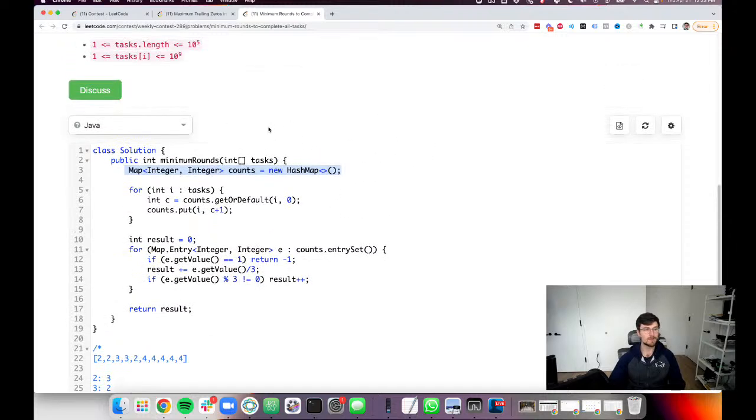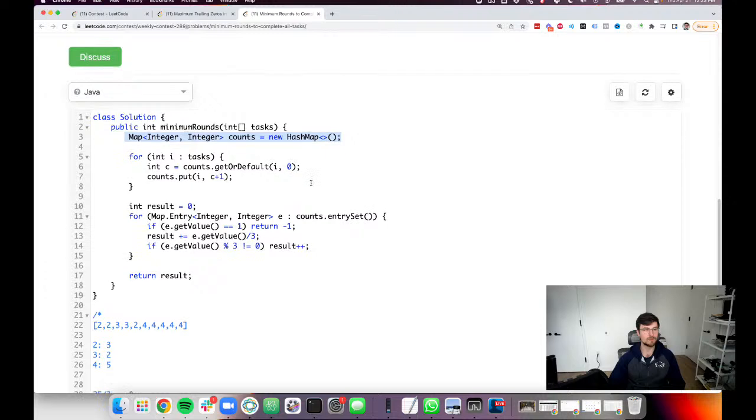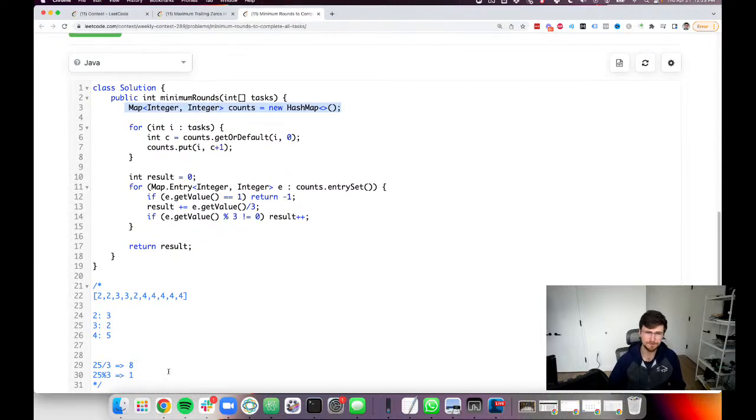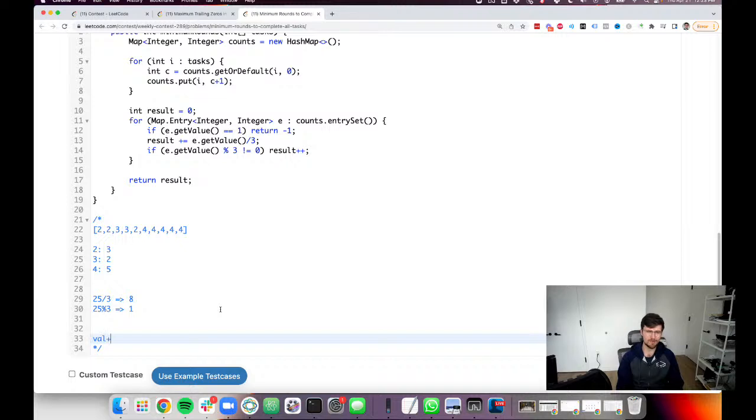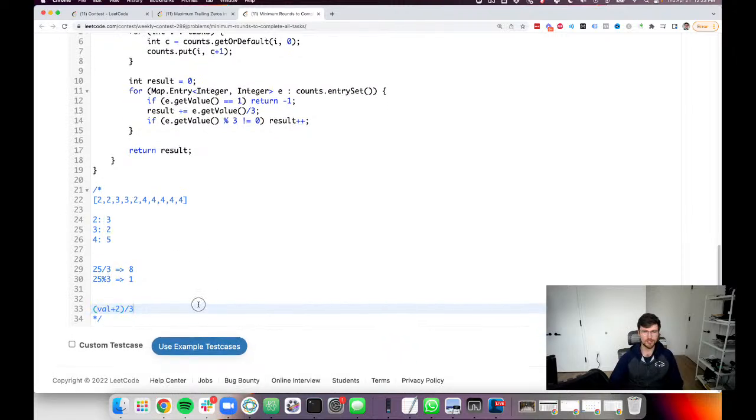Can I explain why they're doing value plus 2 divided by 3? Yeah, that's a good question. When they have value plus 2 divided by 3, this is basically doing the same integer division that we're doing, but we're essentially shifting by a couple. So let's think about what we actually are doing here.